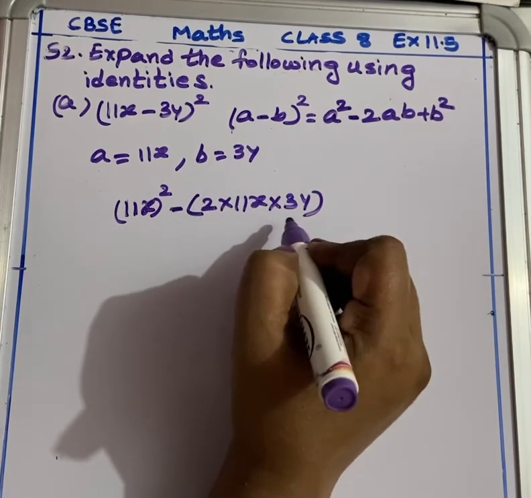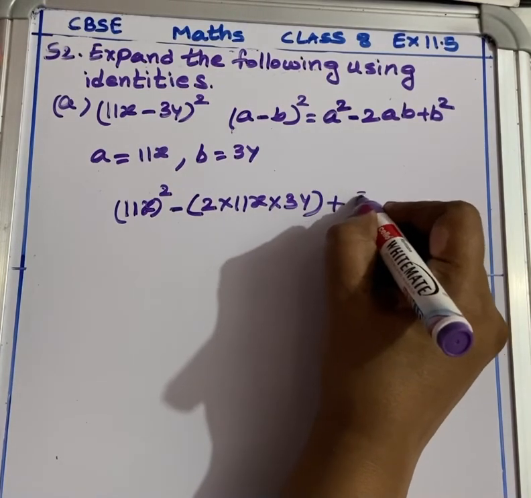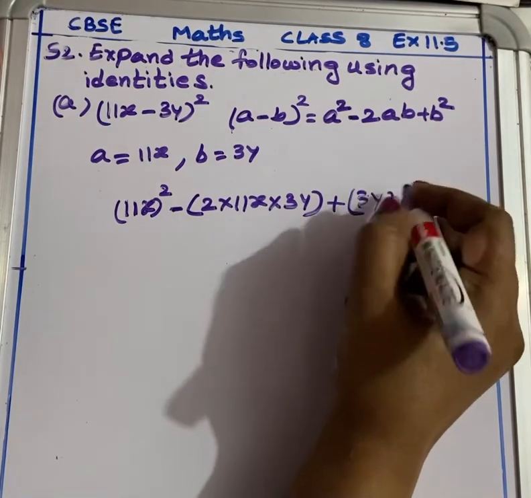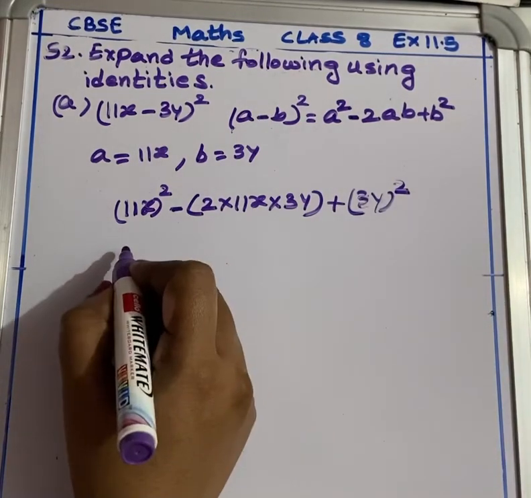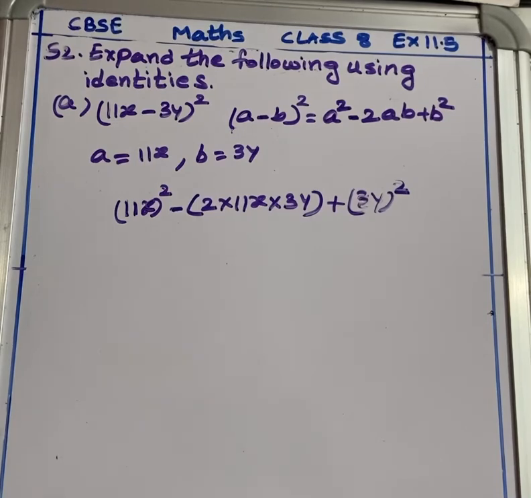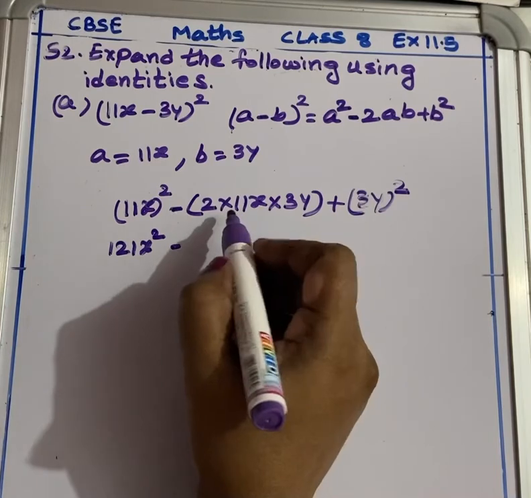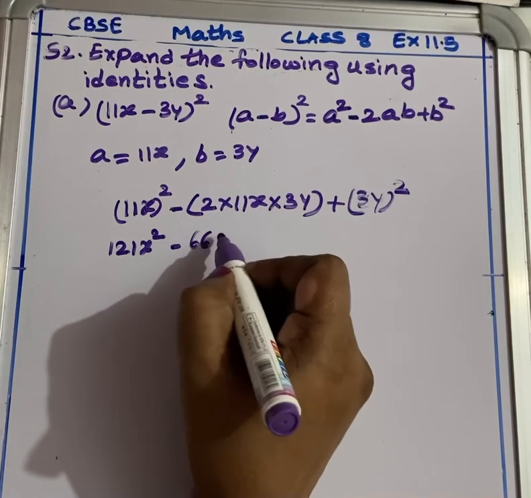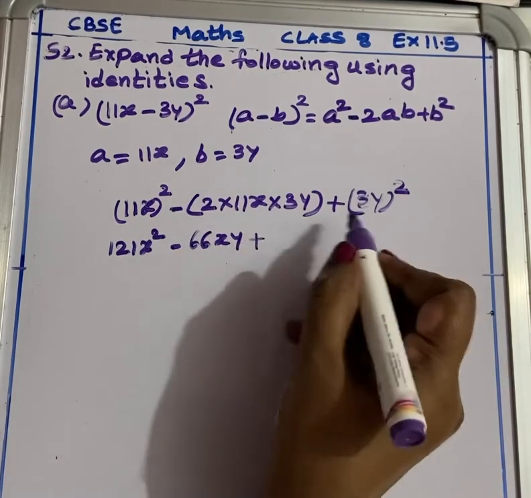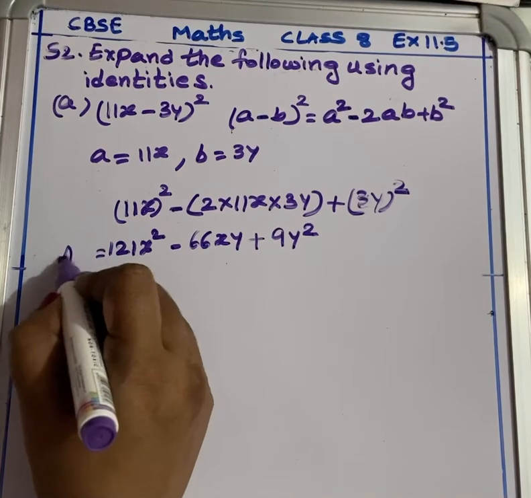(11x) square minus, in brackets, 2 into 11x into 3y plus b equal to how much? (3y) square. Okay. 11 elevens are how much? 121 x square minus 2 elevens are 22, 22 into 3, 66, and we write xy plus 3 threes are 9, y square. It's the answer.